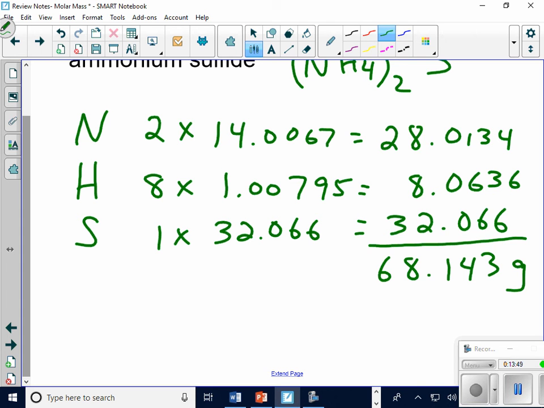Like I said, most of the time when I'm dealing with these, I take it 2 places past the decimal. Okay? WebAssign, what I think you'll see, has a range that gives you the correct answer. Okay, just so you hit into the range.